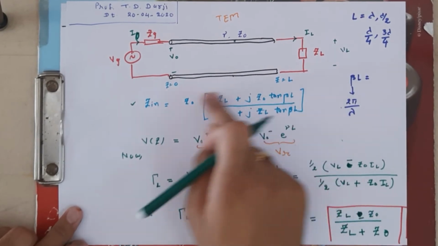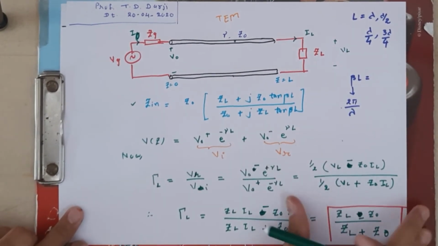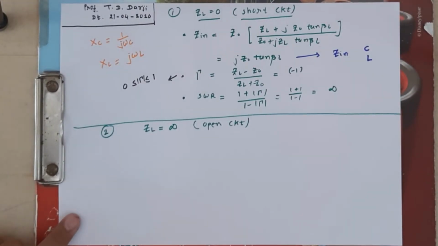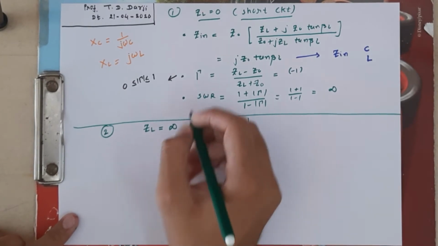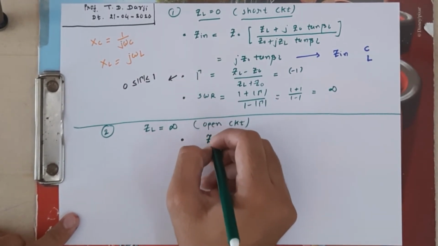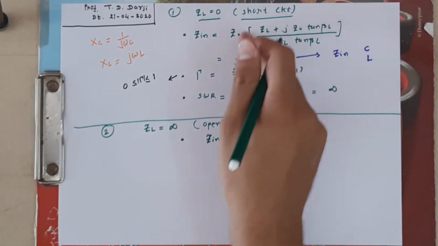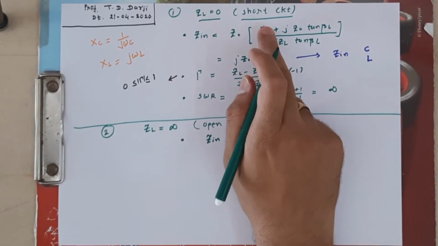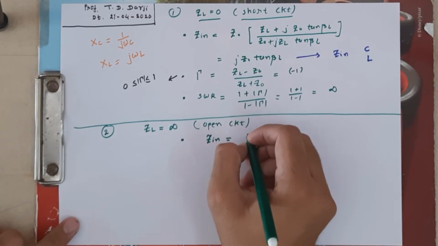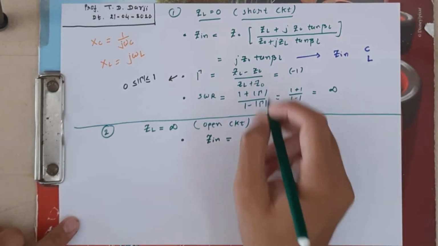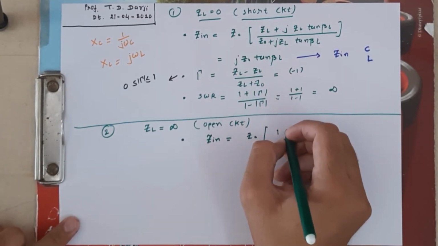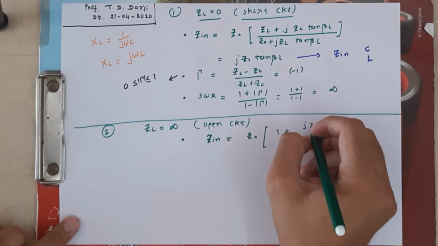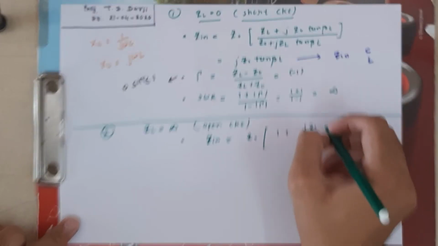I have to put the value of ZL equal to infinity in our equation, and we do the same calculation. For Zin, there is no need to write the equation again; I just put ZL equal to infinity. Taking ZL as common, it is Z0, ZL is common, so this is 1 plus jZ0 over ZL tan beta L.